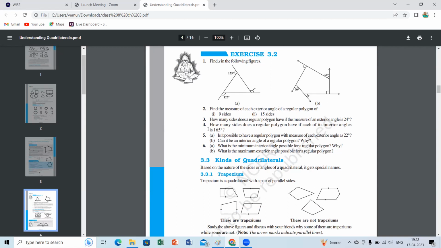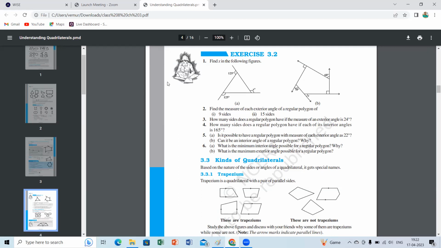Yes, ma'am. Okay. Now coming to question number 3: how many sides does a regular polygon have if the measure of each exterior angle is 24? Ma'am, 360 degrees divided by 24. 360 divided by 24 is 15. 15 sides. Just the same as before, with the question reversed.